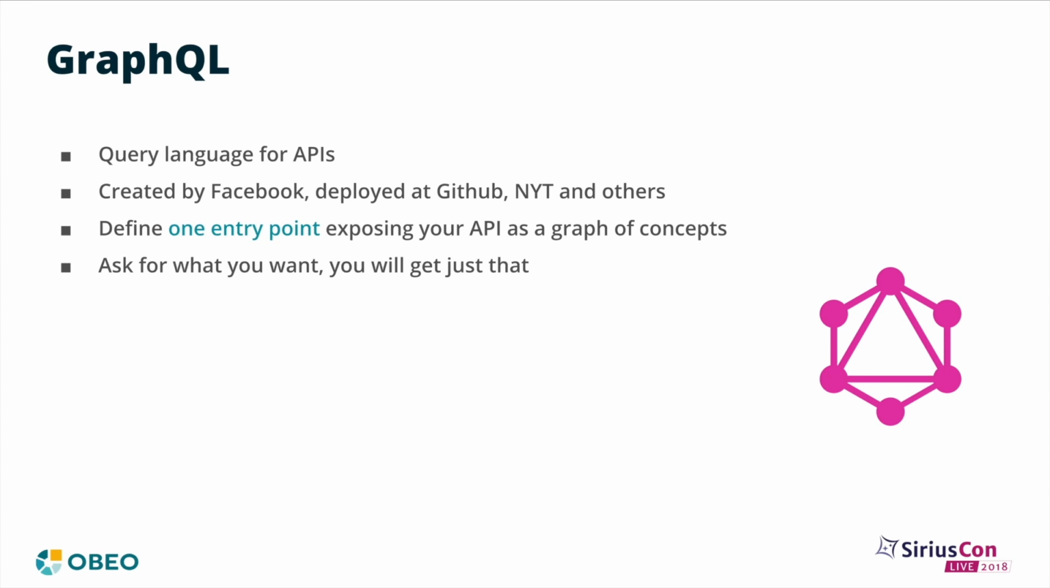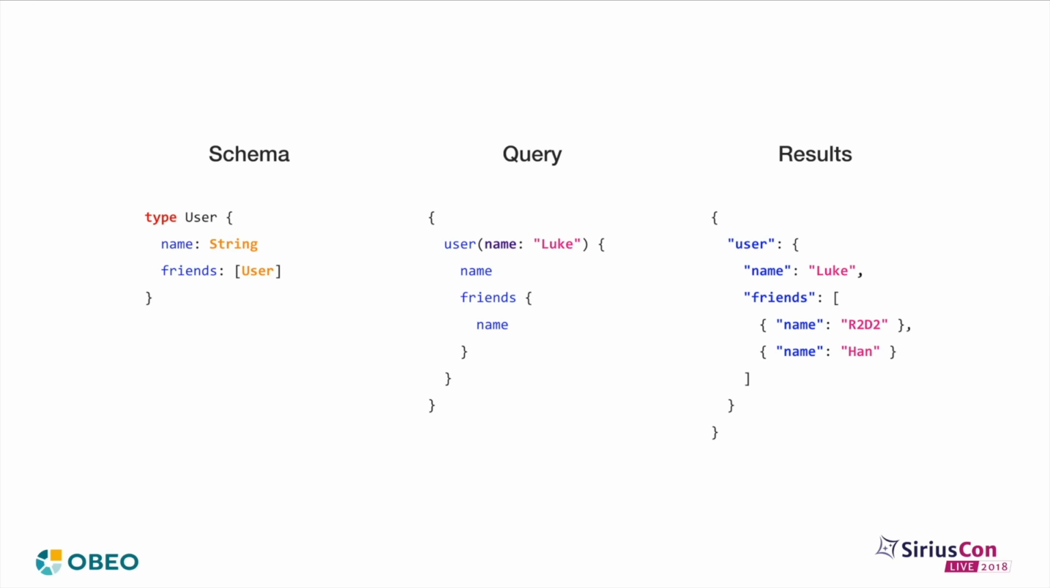GraphQL is a query language for your APIs. It has been created by Facebook and deployed at several major companies, such as GitHub, New York Times, and others. With GraphQL, you can have one entry point where the concept of your APIs are exposed as a graph. You can ask for anything you want, and we will return just that, nothing more. With GraphQL, a server defines a schema describing the structure of the API.